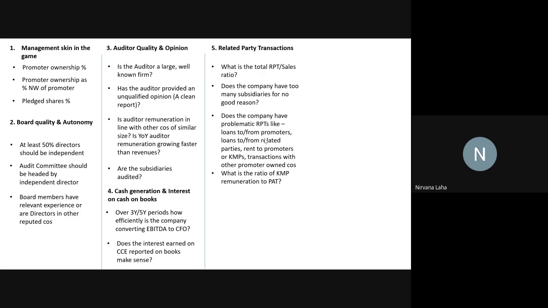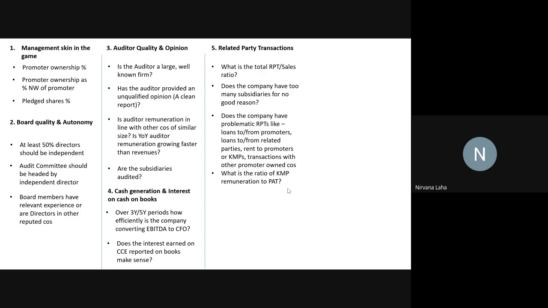Okay. And then you need to check what is the ratio of KMP remuneration to PAT. Here there is a guideline issued by SEBI saying that we recommend that the payment made to all key management personnel should be less than, I think, 13% of PAT per year. Okay. But it's a recommendation. SEBI doesn't say that you are not allowed to pay more.